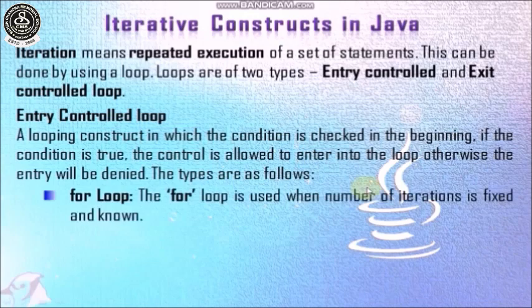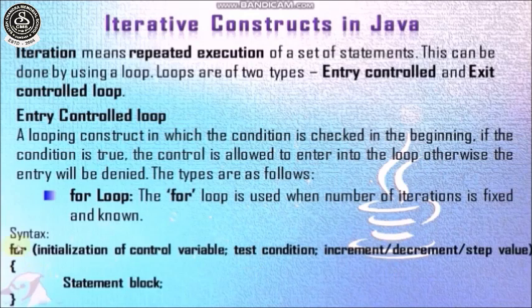The types are for loop. The for loop is a kind of entry control loop. The for loop is used when the number of iterations is fixed and known. When we know how many times the loop is executed, we can use the for loop. Syntax: for, then initialization of the control variable, semicolon, test condition, again a semicolon, then increment, decrement or step value inside the parentheses after the for statement, then the statement block within the curly braces.